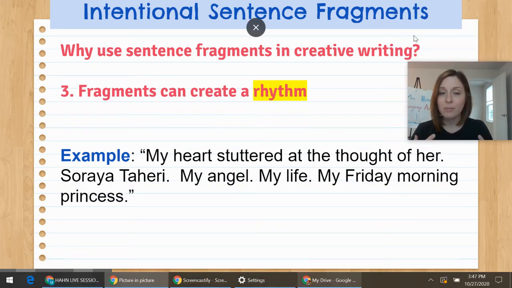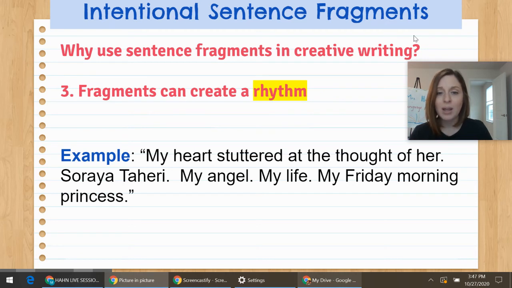So we also use sentence fragments in creative writing because fragments can kind of create a rhythm. The rule of three does that as well. We love rhythm. It helps us remember things. It kind of makes language more beautiful when there's almost like a cadence or a rhythm to the way we speak. Here's an example. My heart stuttered at the thought of her.